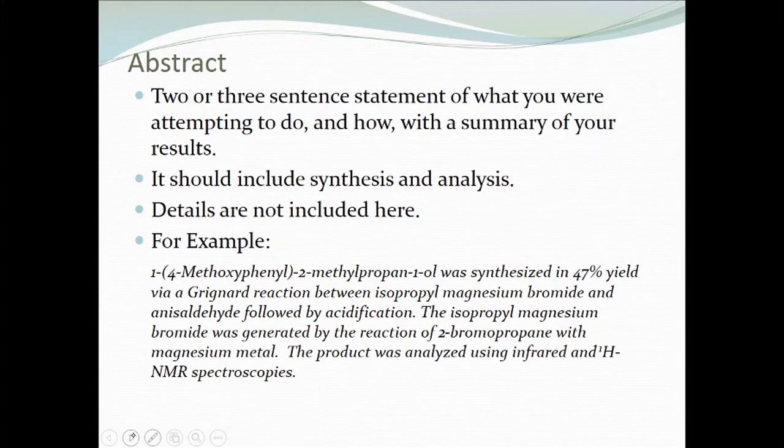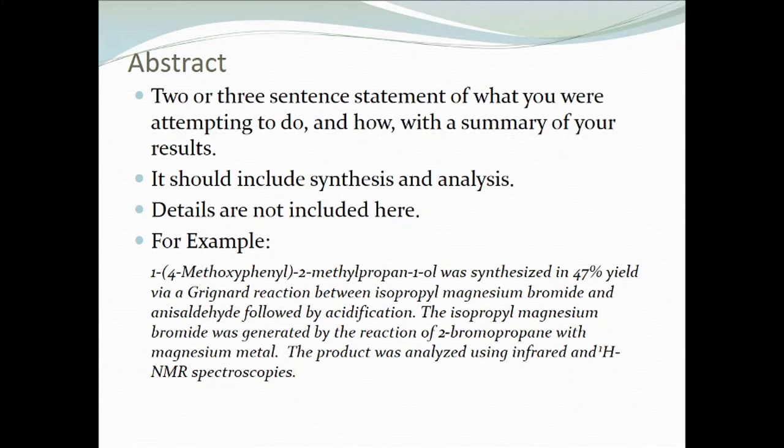1,4-methoxyphenyl-2-methylpropane-1-ol was synthesized in 47% yield. So we're telling what we did. We synthesized that alcohol, and we are giving the yield. We do give the name of the specific compound, so don't simply say an alkyl bromide was synthesized. Name the alkyl bromide that you have.